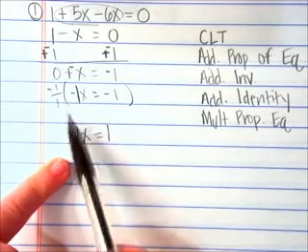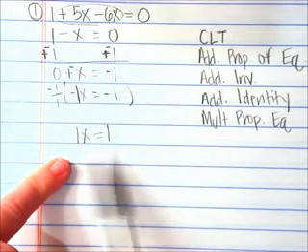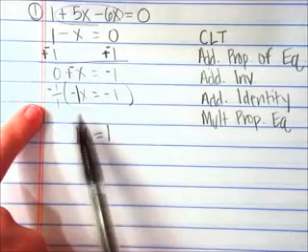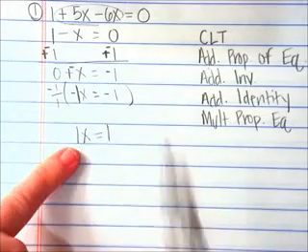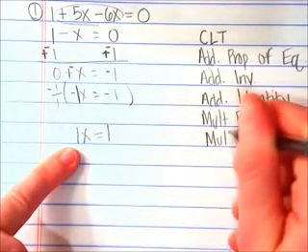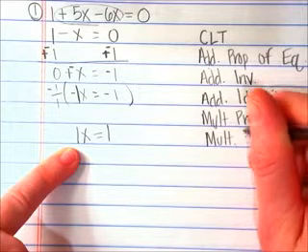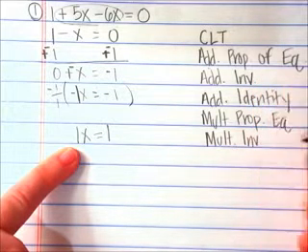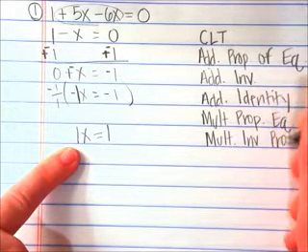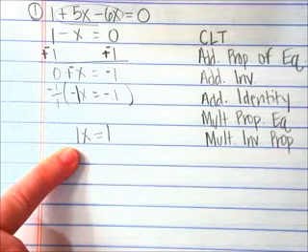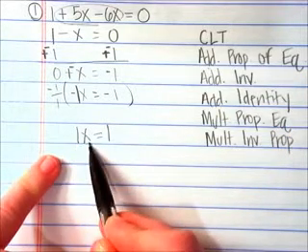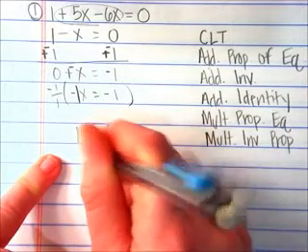All right, how did I go from this to this? Well, negative 1 over 1 times negative 1 gives me 1. I know that by the multiplicative inverse property. All right, and finally, 1 times anything is anything.